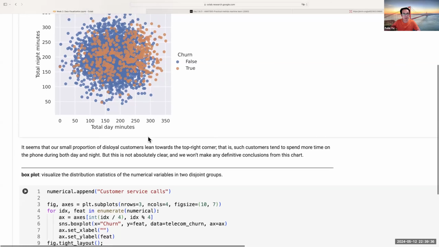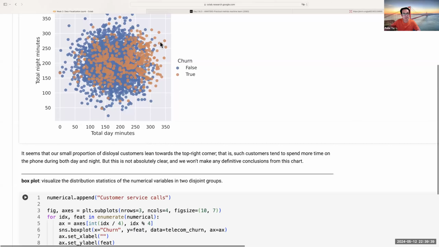The only thing that we can see is there's a small portion of churn, like disloyal customers, slightly toward the top right corner. So there's a slight trend to the right. But this is not very obvious, and the trend is very mild. A possible reason is that such customers may spend more time on the phone during the day and night. It's not very clear, so we need more information to draw such conclusions here.